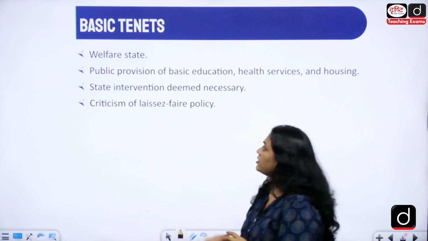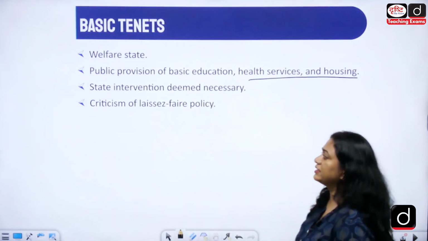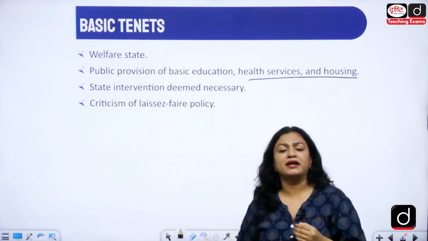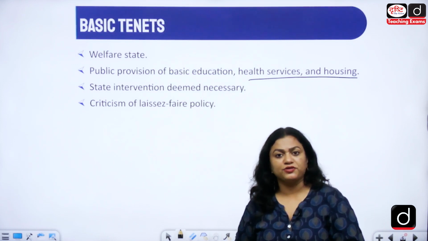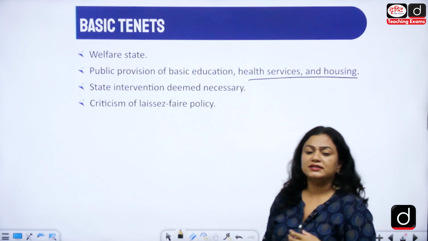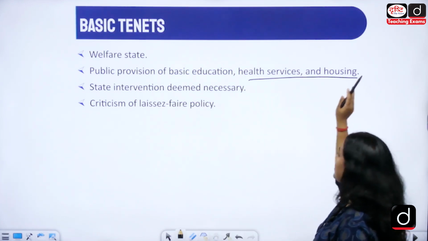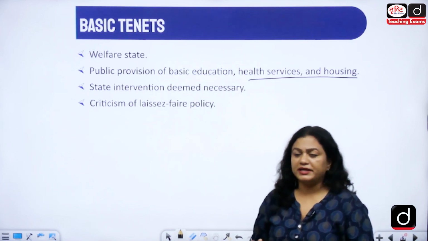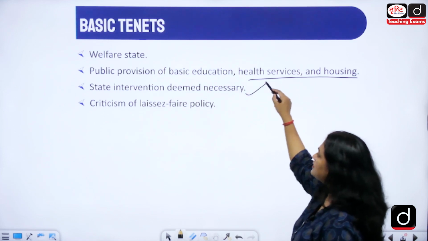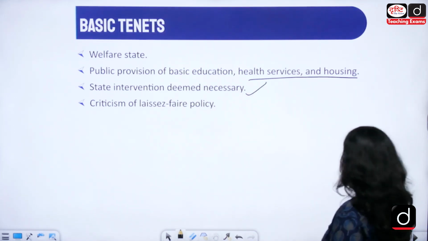So let's check out the public provision of basic education, health services and housing. The idea was that the state has to enhance its role, not just as a security provider, but as a facilitator, or we can say a service provider for basic education, health care and housing for those who are needy as well. Here another idea was that state intervention was deemed necessary, along with criticism of laissez-faire policy.